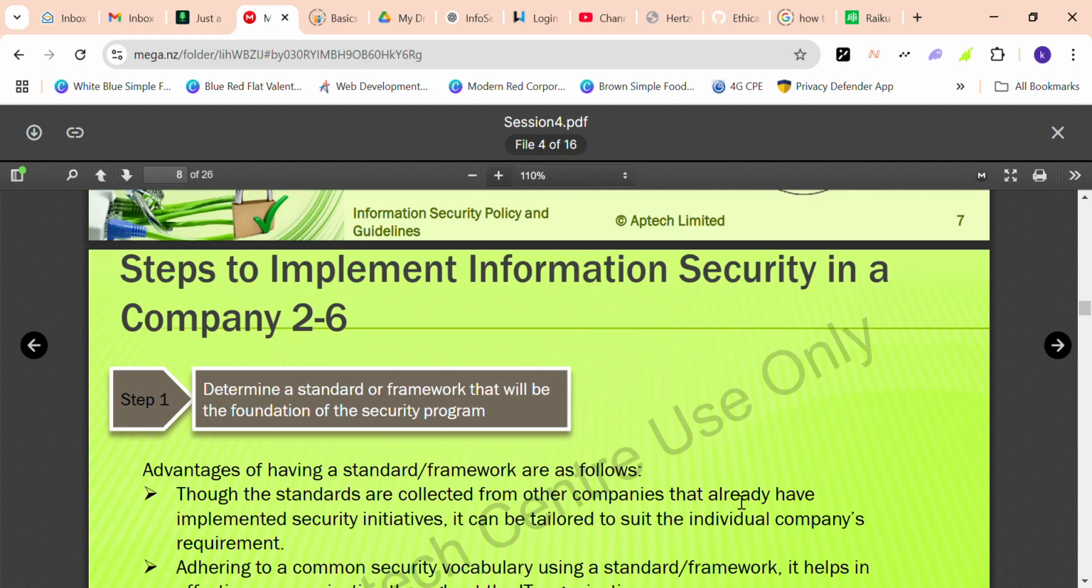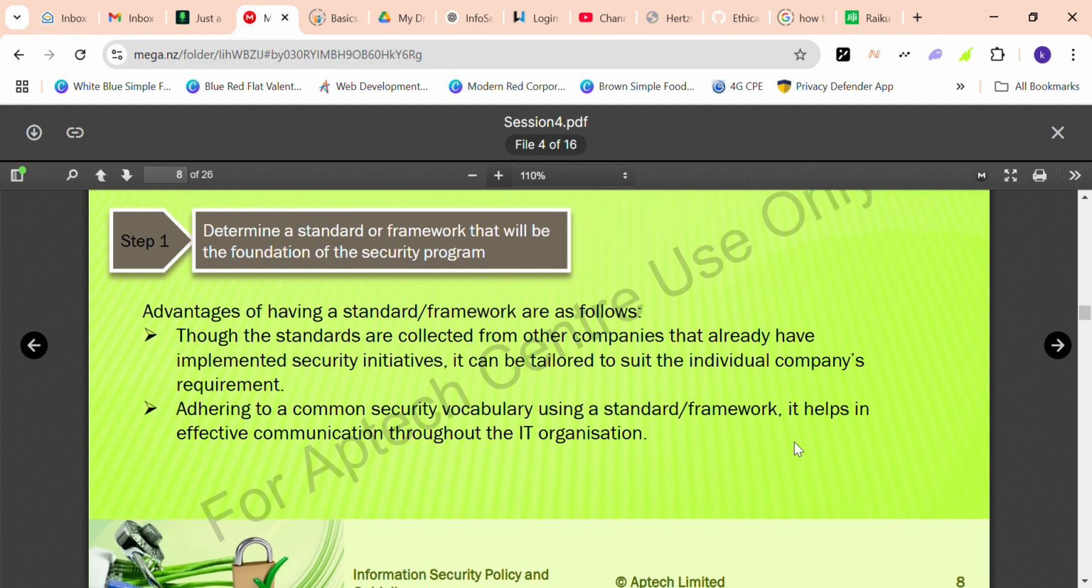Number 2, adhere to common security vocabulary. Using a standard or framework helps in effective communication throughout the IT organization. Using a common vocabulary, terms, words, will really help. You can use an already existing one, or you can create your own, so that it will just be like a signal word code. Once you say this word, everyone knows what we are talking about.